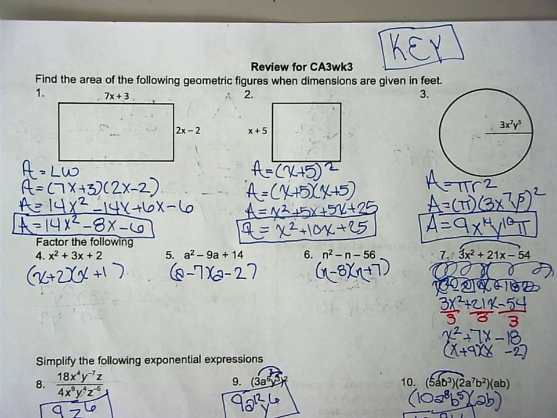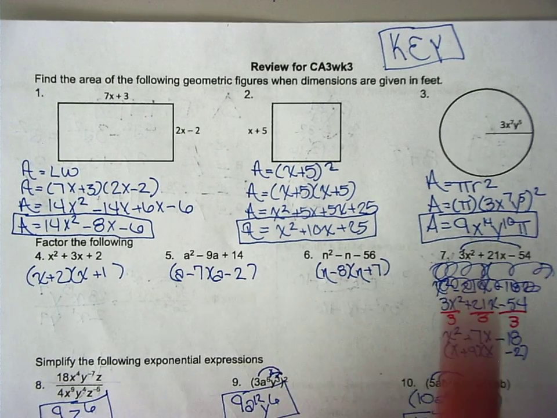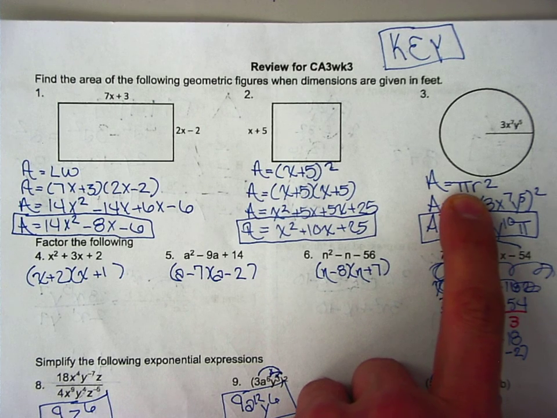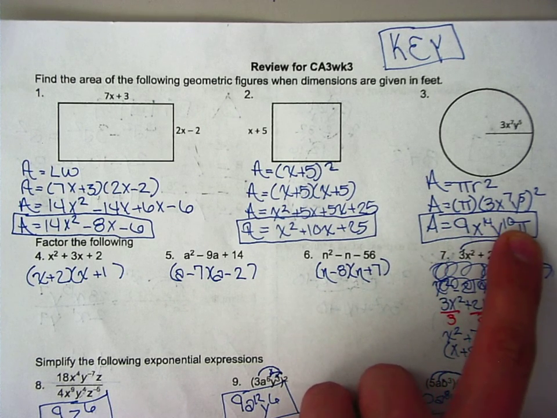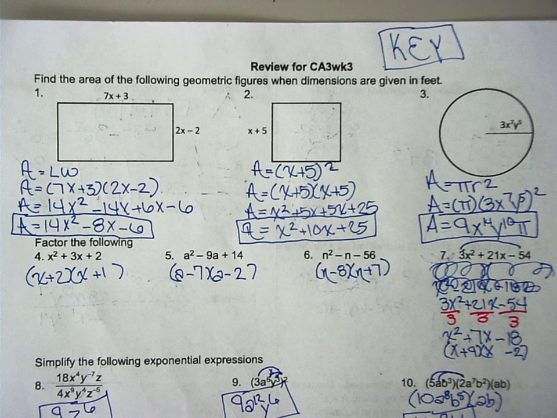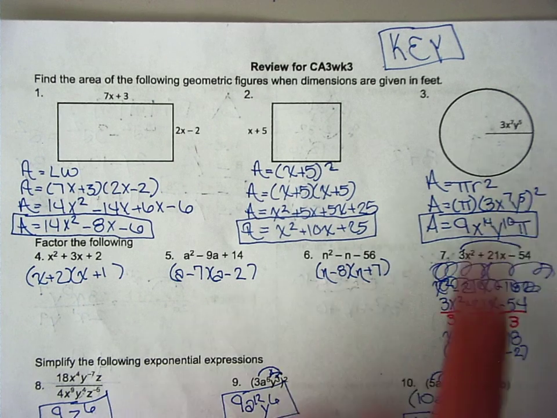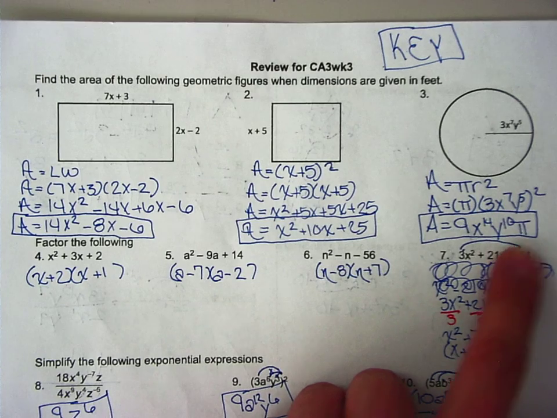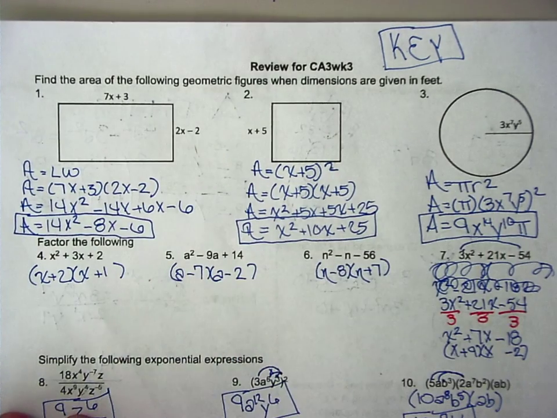However, for a circle, the area formula is pi r squared. The key for number 3, though, is to keep pi as a letter, as an amount. Don't put 3.14 when you work it out. All you have to do is multiply the radius times itself, and then include pi with your answer at the very end. So 1, 2, and 3 are just finding the area.